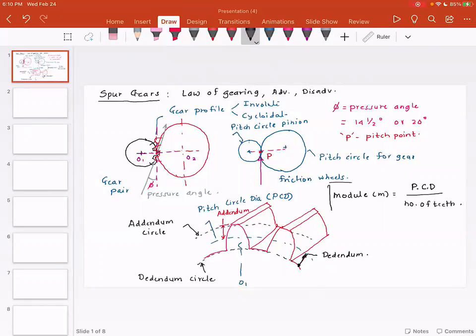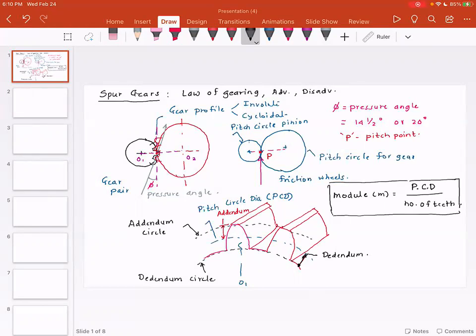So I want you to remember this. For a gear, module M is a design parameter where PCD is the pitch circle diameter. If you divide that by number of teeth, you are gonna get a number that would have the same unit as the pitch circle diameter. So if your pitch circle diameter is in millimeter, your module is gonna be in millimeter. If your pitch circle diameter is going to be in centimeter, your module is going to be in centimeter.